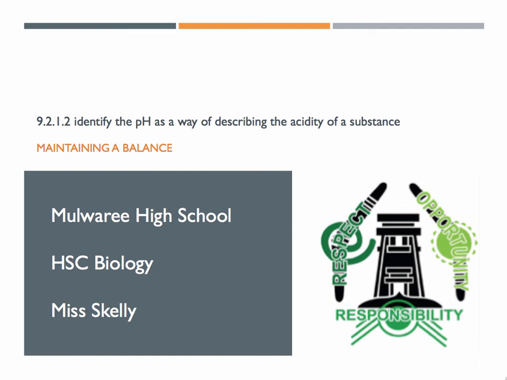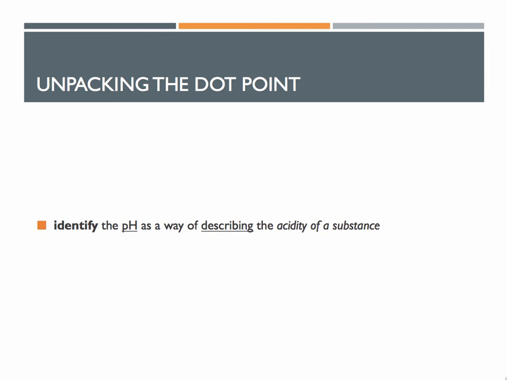It is 9.2.1.2. Identify the pH as a way of describing the acidity of a substance. So first things first, we need to unpack the dot point. This is quite a simple dot point. It's not asking you to be able to do this in a lot of detail. All you need to be able to do is identify the pH as a way of describing the acidity of a substance. So identify just means recognise a name. In this particular case, the word describing is not what they're asking you to do. It's more in terms of the definition of what pH is.